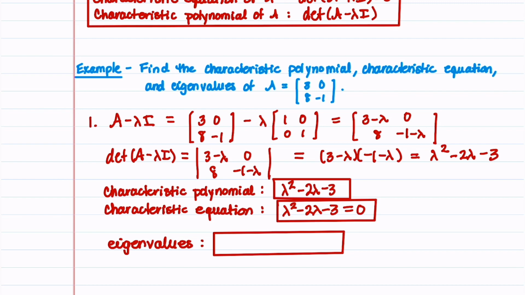And then our eigenvalues are obtained by setting this expression equal to 0. So that gives us 3 minus lambda times minus 1 minus lambda is equal to 0. So lambda is equal to 3 and lambda is equal to minus 1. So our eigenvalues are lambda equals 3 and lambda equals minus 1.